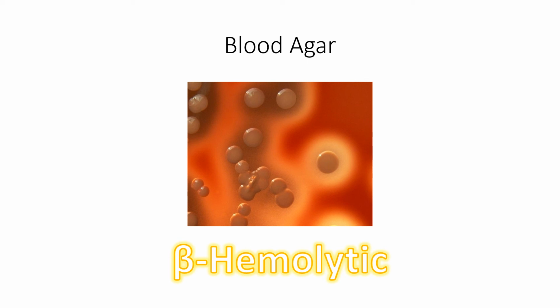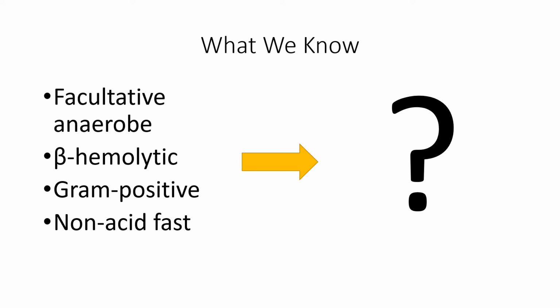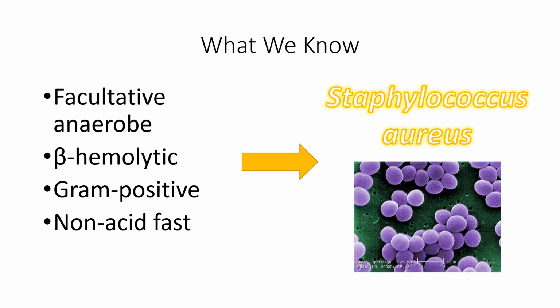From our blood agar plate, we can determine that our bacteria is beta-hemolytic because the area surrounding the colonies was white. To summarize our findings, the bacteria that's making Kendra sick is a facultative anaerobe, gram-positive, non-acid-fast, and beta-hemolytic. After a little research, we should be able to identify the bacteria. Based on our findings, we determined that the bacteria that's infecting Kendra is Staphylococcus aureus. Now Kendra can be properly treated, and those that she's come into contact with can seek medical attention as well.